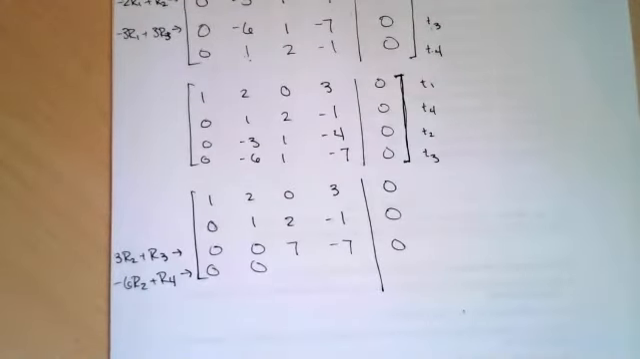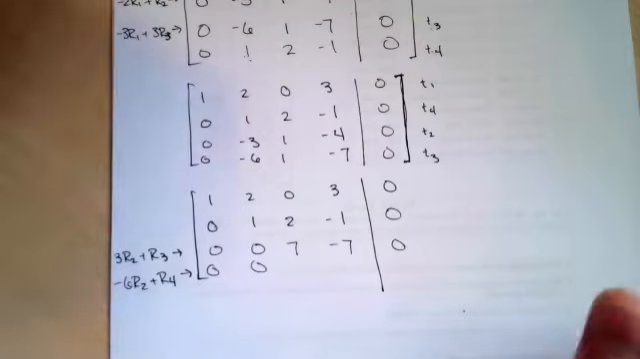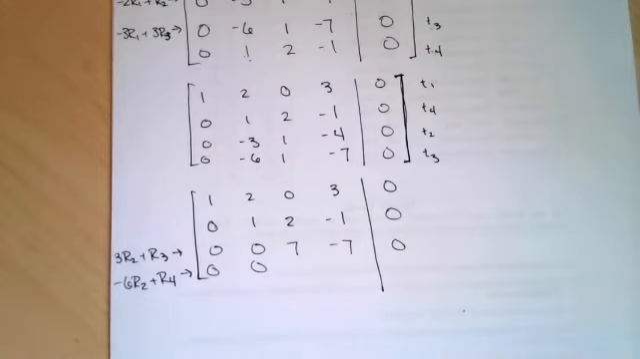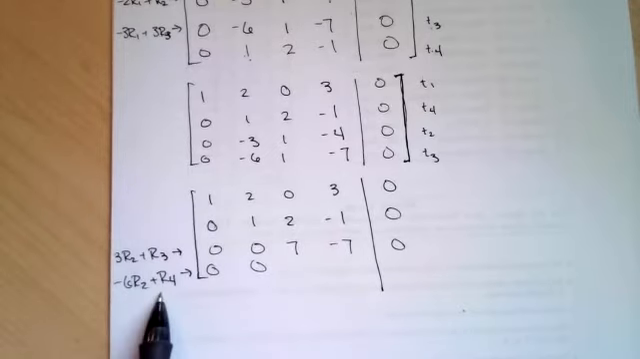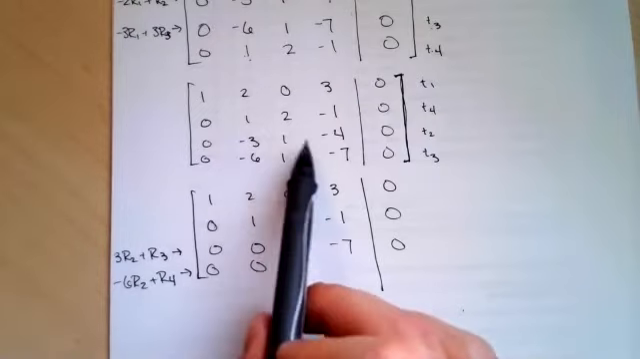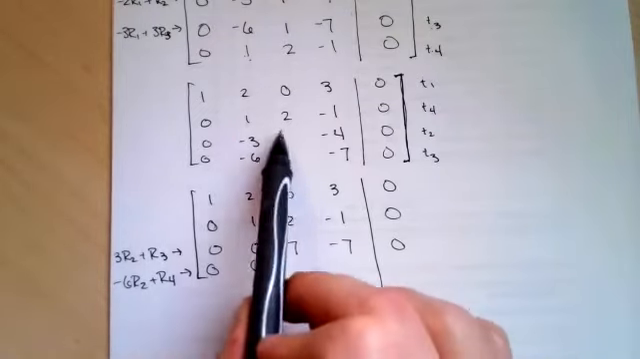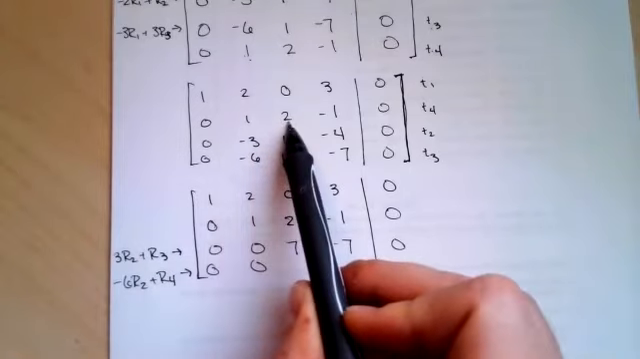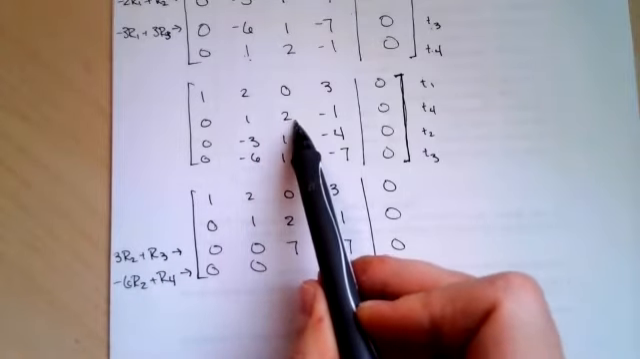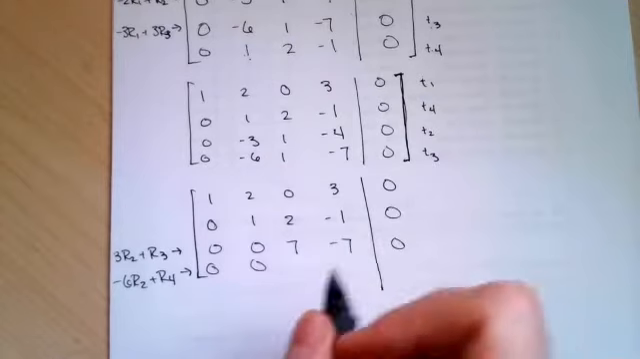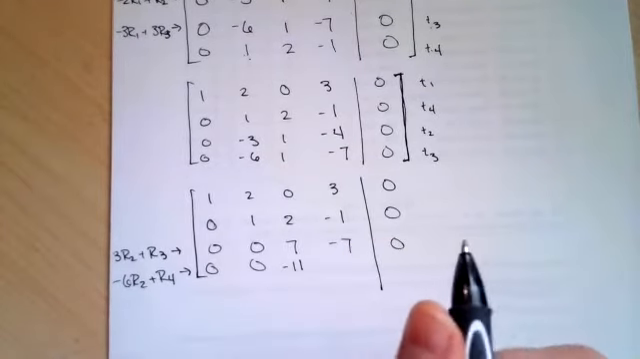Sorry, and I'm off screen. Let me know if I get off screen and you guys can't watch. So we want -6 times row 2 plus row 4. And then let's see, so we got our two zeros, and then row 2, we've got now -6, so that's -12 plus 1 gives us -11.